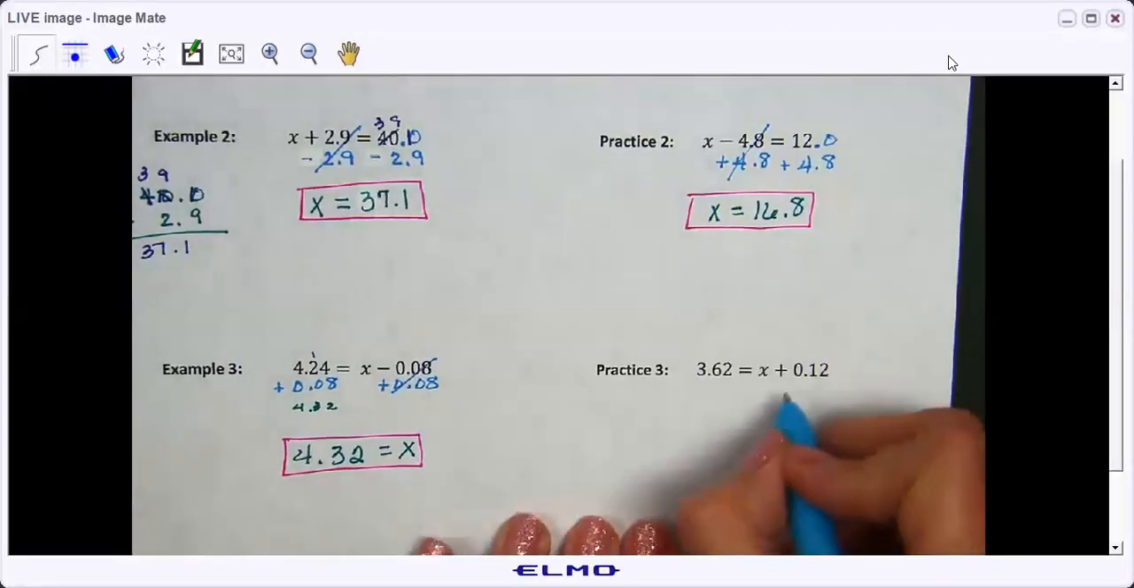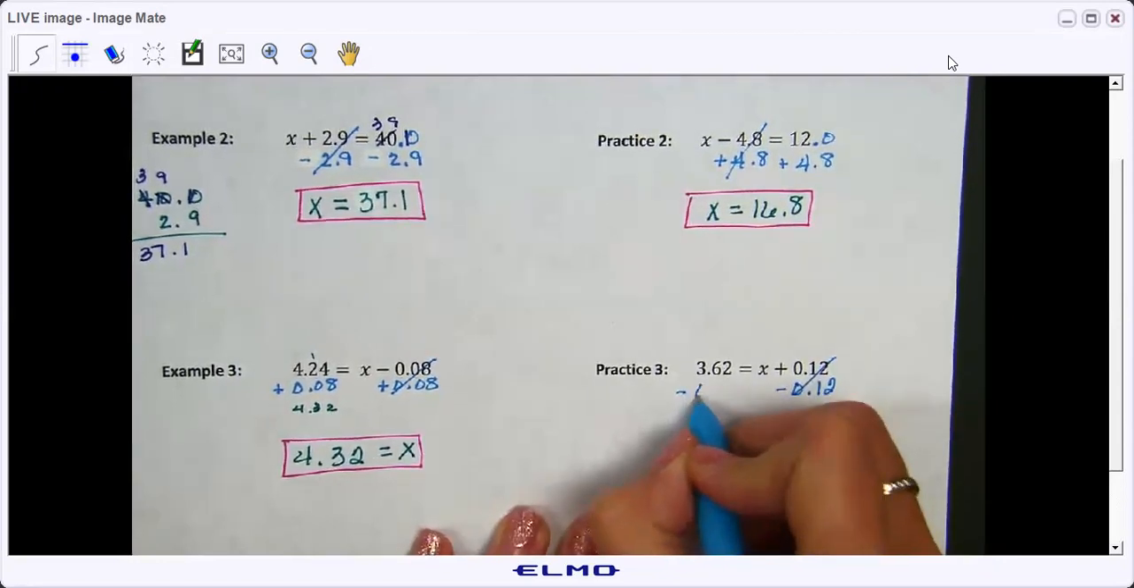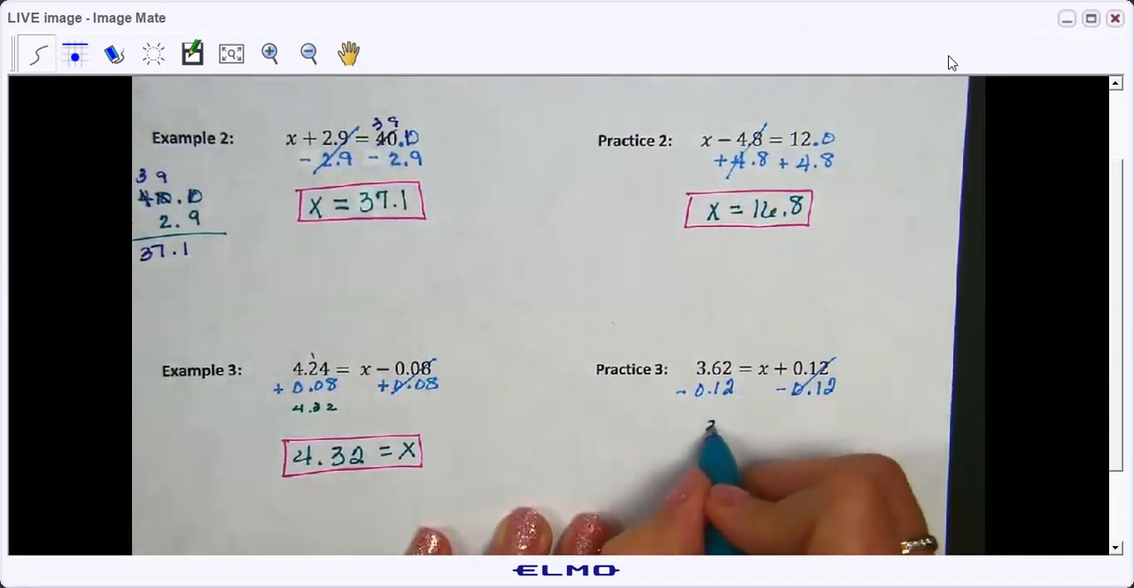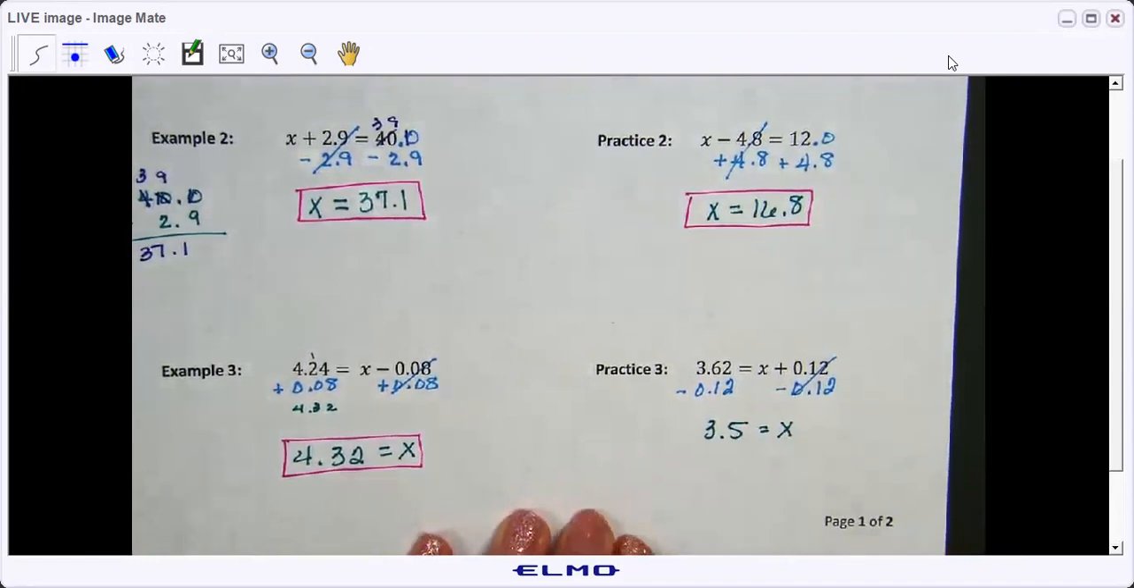Okay, so I'm going to go ahead and start. I subtract 0.12 on both sides. And I end up with 3.5 equals X. You can have a 0 at the end, but you don't need it. Okay, any questions on the first side? Okay, let's go ahead and go to the back.